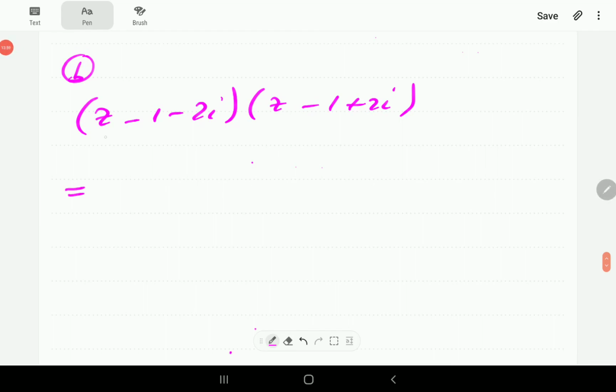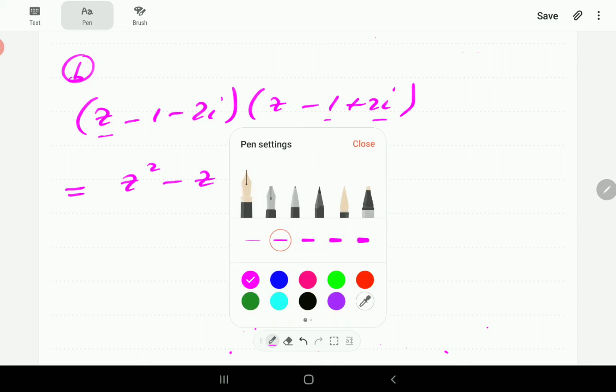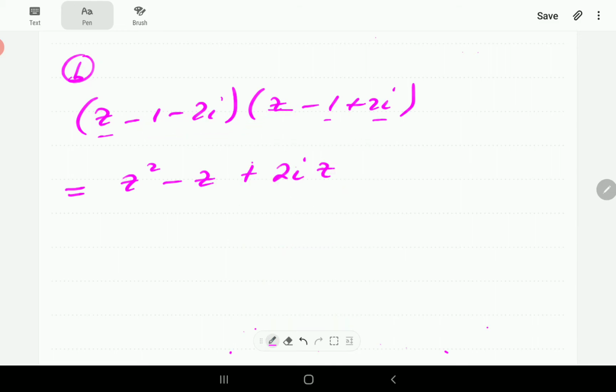So if we do, z times z is z squared, z times negative 1 is negative z, z times 2i is going to be plus 2iz. Then now we multiply through by negative 1. Negative 1 times z is negative z. Just going to align the like terms. Negative 1 times negative 1 is plus 1, so I'm going to write that there. Then negative 1 times 2i is going to be minus 2i. Then the last term to go is negative 2i times z, which is minus 2iz.